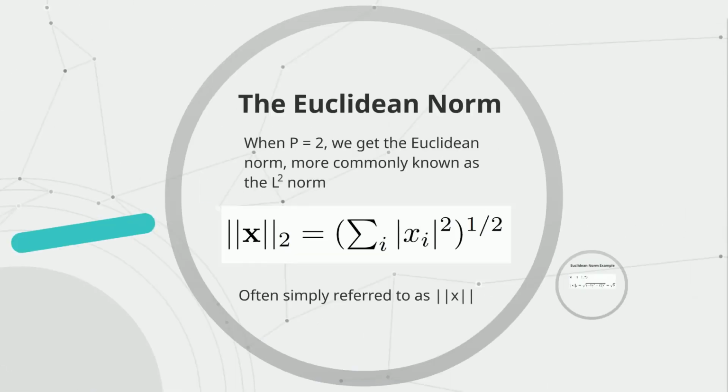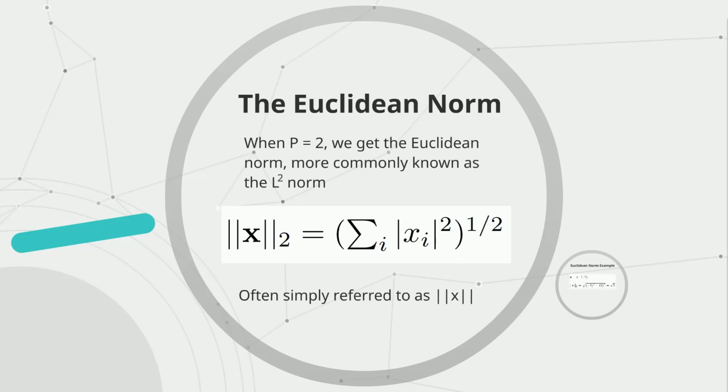Let's talk about the most common, and that is when p is equal to 2. We get the Euclidean norm, or what is more commonly known as simply the L2 norm. This is the magnitude or distance in Euclidean space. When p equals 2, we sum up the squares of all the elements and take the square root. This is exactly the Euclidean distance that you might have seen in other applications. This one comes up so often that it's typically referred to as simply the double bars x. You can drop the 2. If it's not specified, assume they mean 2, because this is by far the most common norm that you will see.